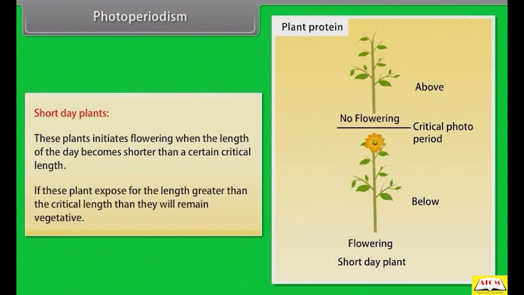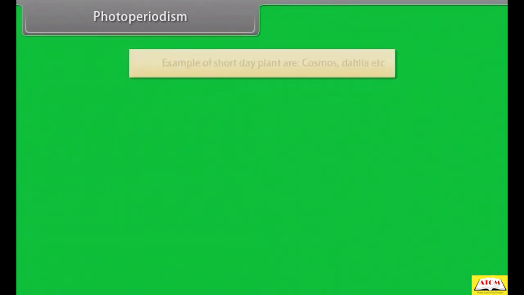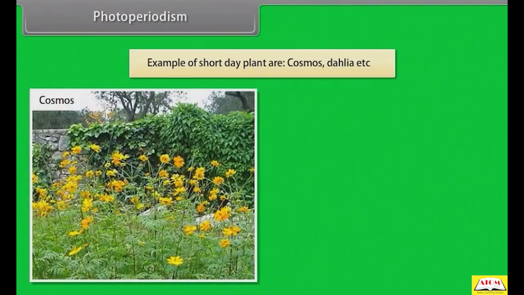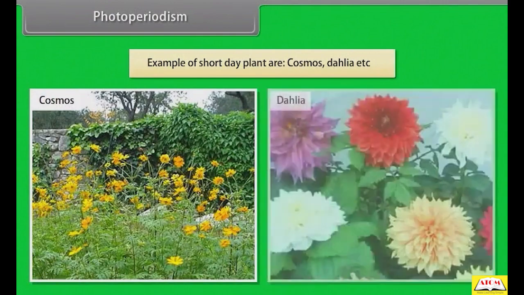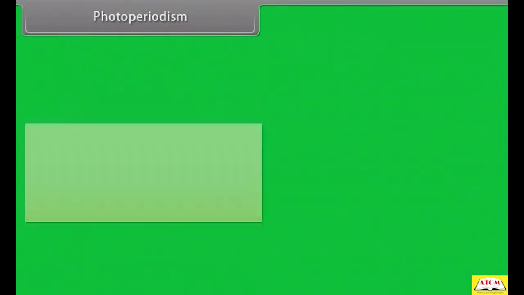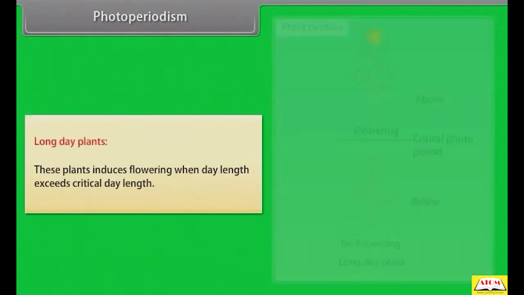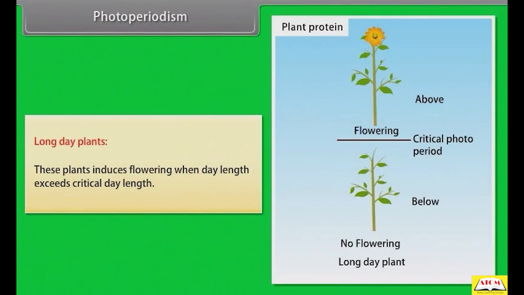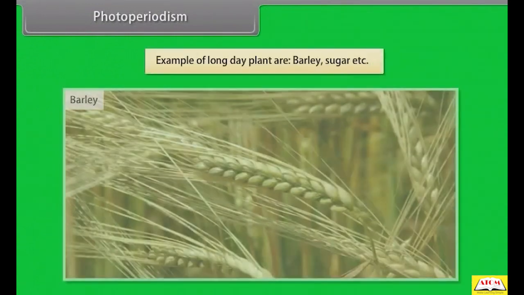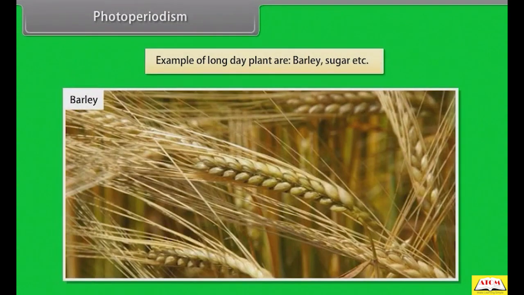If these plants are exposed to a length greater than the critical length, then they will remain vegetative. Examples of short day plants are cosmos, dahlia, etc. Long day plants. These plants induce flowering when day length exceeds the critical day length. Examples of long day plants are barley, sugar beet, etc.